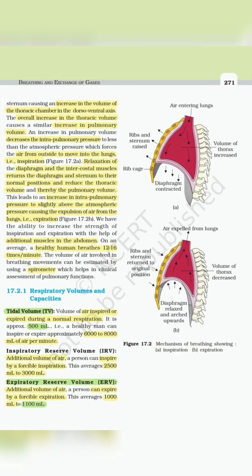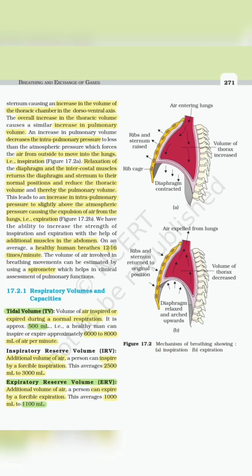That is inspiration. Relaxation of the diaphragm and the intercostal muscles returns the diaphragm and sternum to their normal positions and reduces the thoracic volume and thereby the pulmonary volume. This leads to an increase in intrapulmonary pressure to slightly above the atmospheric pressure, causing the expulsion of air from the lungs, that is expiration. We have the ability to increase the strength of inspiration and expiration with the help of additional muscles in the abdomen. On an average, a healthy human breathes 12 to 16 times per minute.